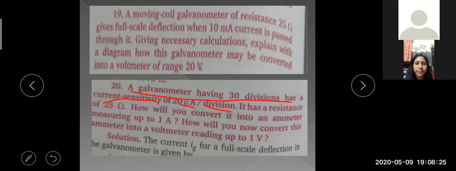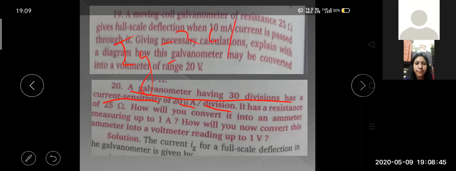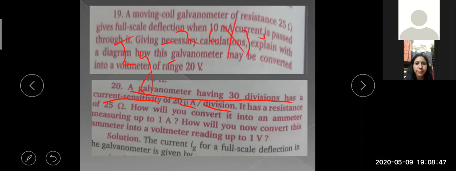Clear? So for this, the current for full scale deflection in the galvanometer is given by 20 microampere per division into 30 divisions. For full scale deflection, we will get Ig equal to 20 microampere per division, and for 30 divisions it will be multiplied by 30. So it comes out to 6 into 10 raised to power minus 4 ampere. Clear?